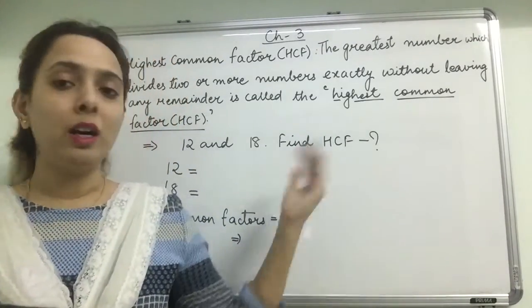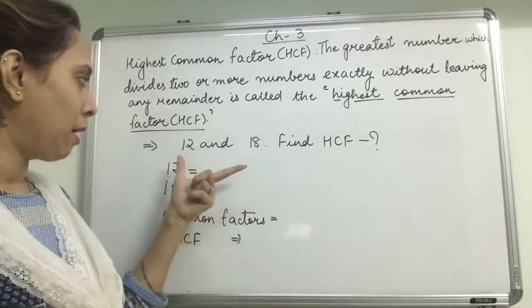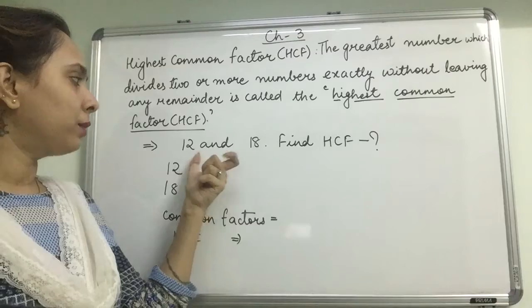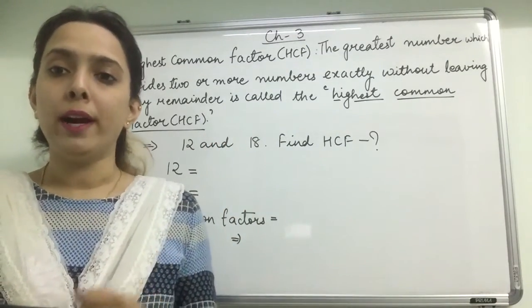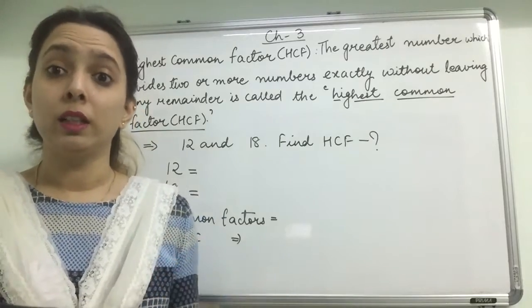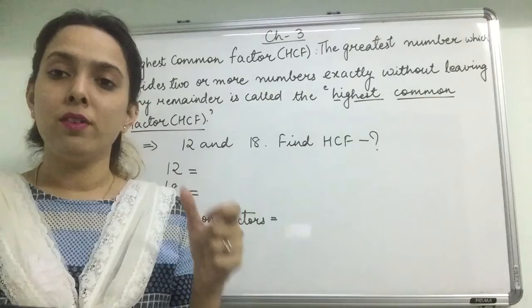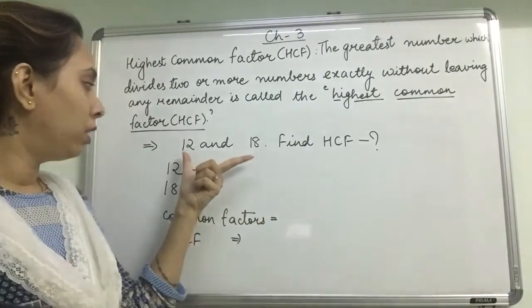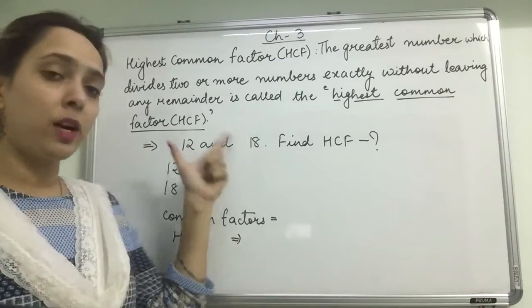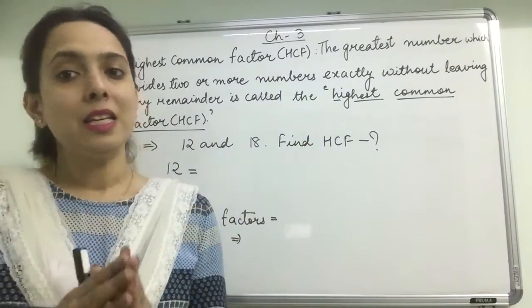So we will learn how to find out highest common factor. So here let us take an example. Two numbers are 12 and 18. So I want to find out the highest common factor, the greatest number. Whenever I divide these two numbers with that greatest number, we will get the remainder as 0.